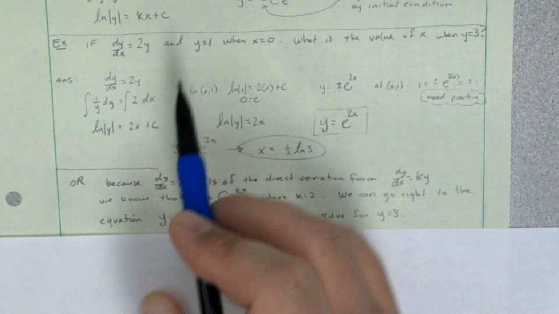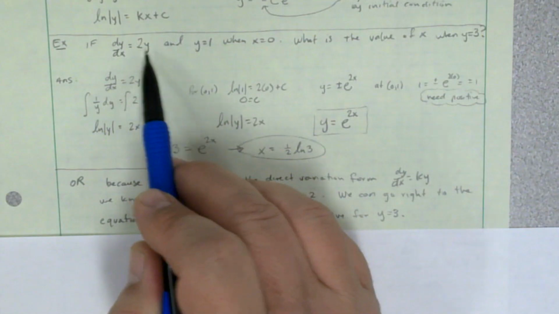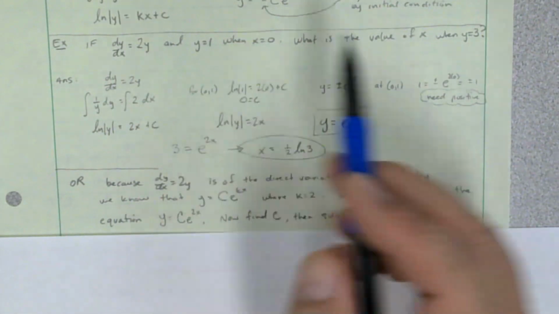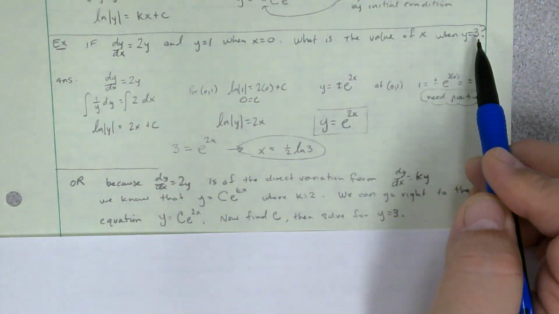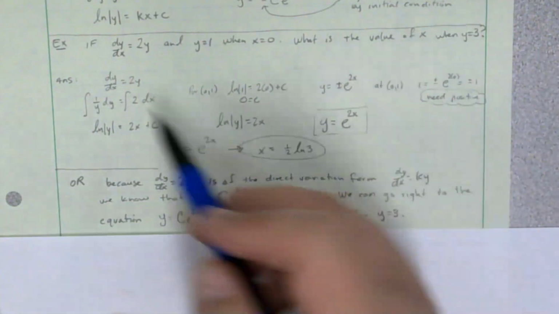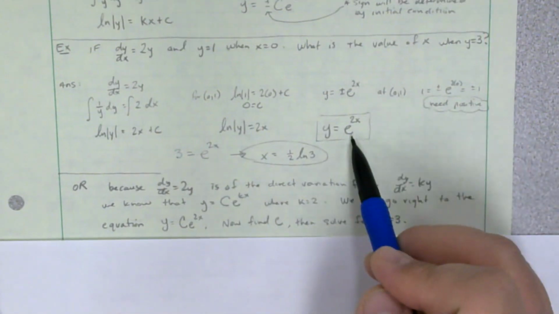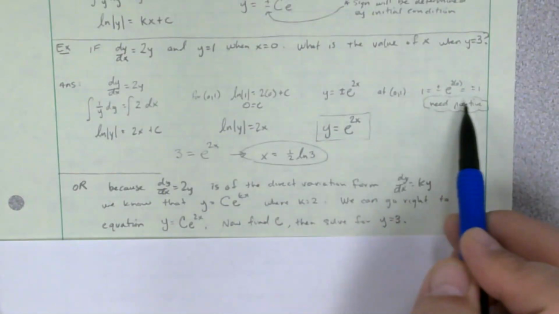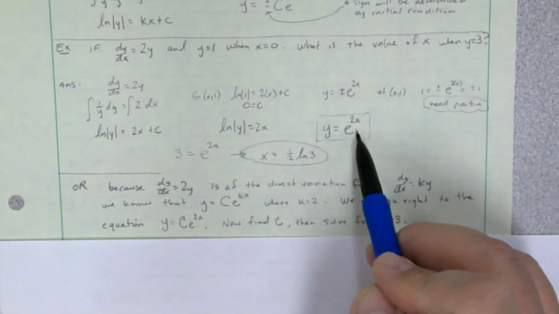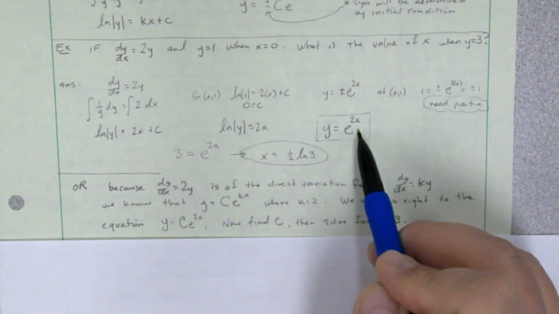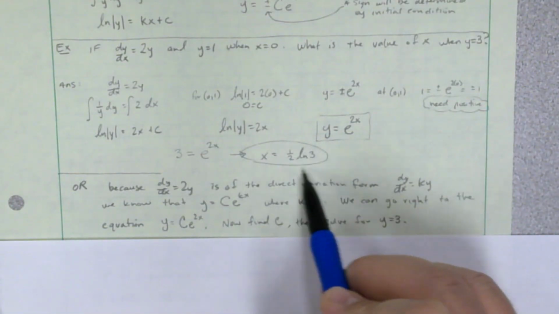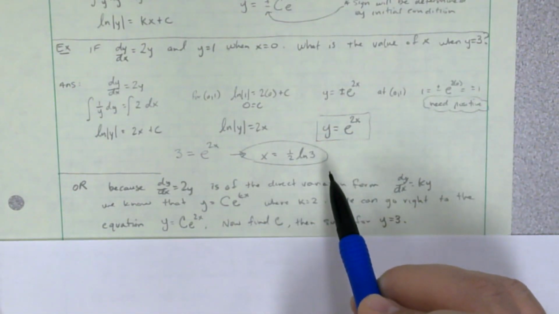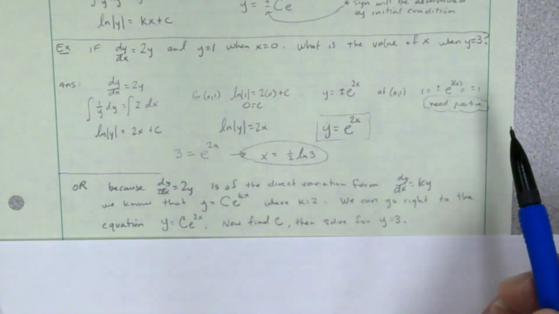Look at the question though. If dy/dx is 2y and y equals 1 when x is 0, what is the value of x when y is 3? This implies I have to find an equation for y and plug in 3. We find the differential equation, go through the process of finding the correct formula, and we get y equals e to the 2x. We plug in 3, solve for x, and get x equals 1/2 the natural log of 3. I can do this process. That's not a problem. Okay?